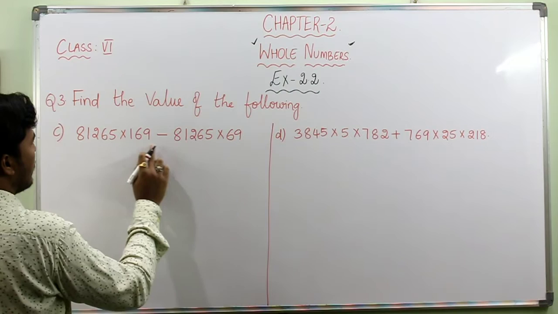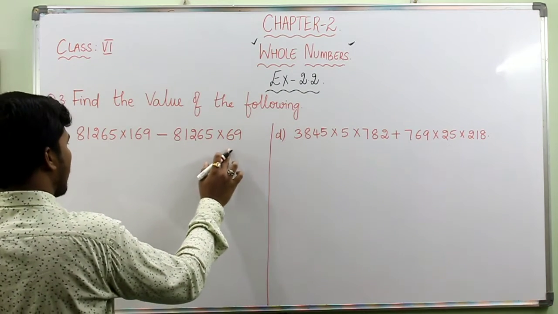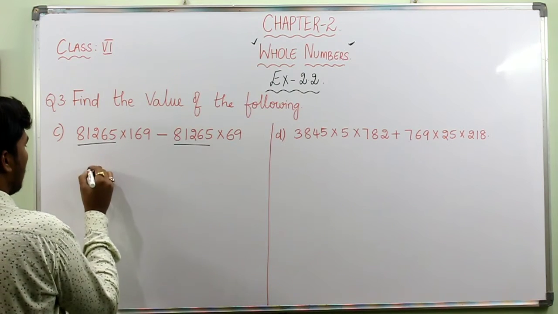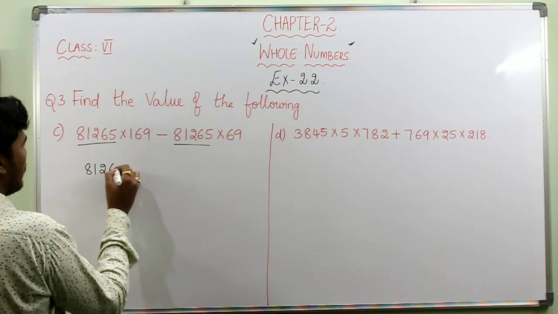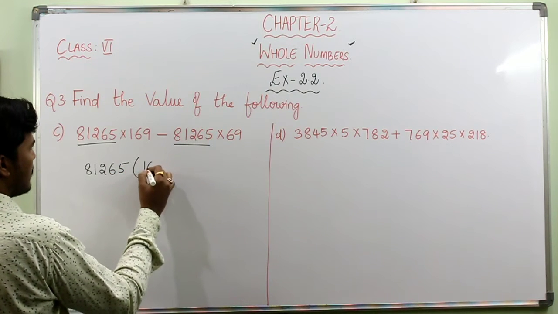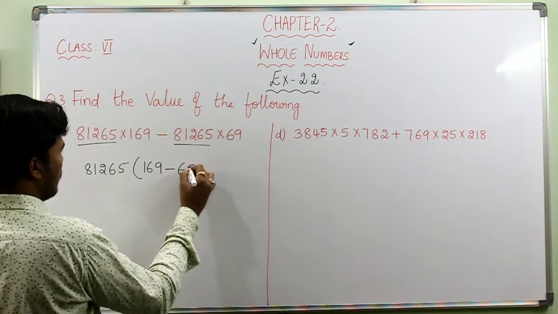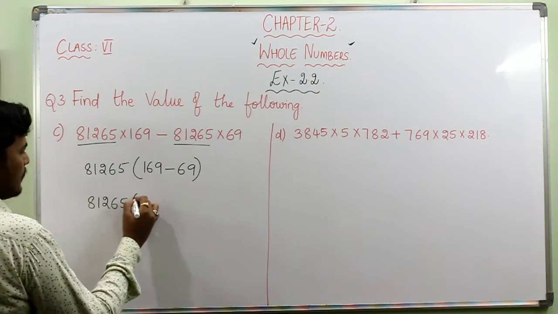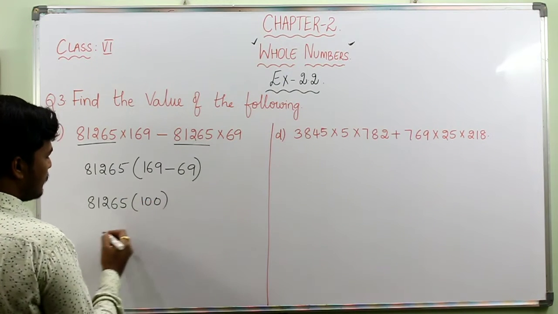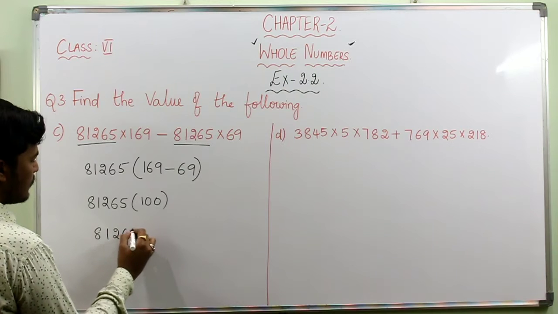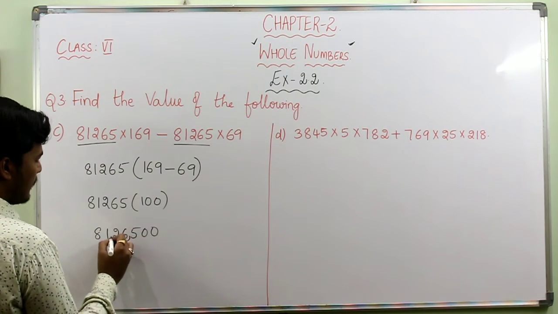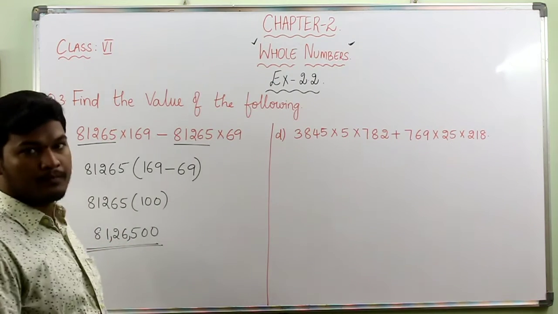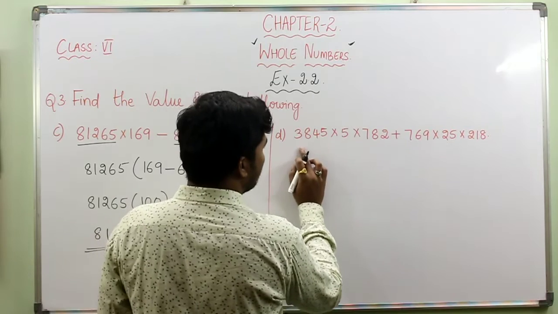Now the next one, that is 81,265 into 169 minus 81,265 into 69. This is common, so I'll take this as common. 81,265 I take common, I have 169 minus 69. So it will become 81,265 into 100. It will become 81,26,500, 81 lakhs 26,500.